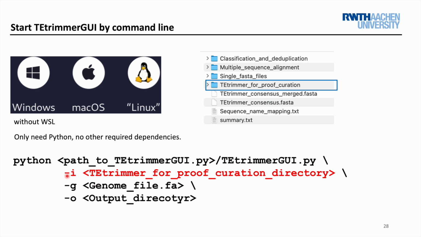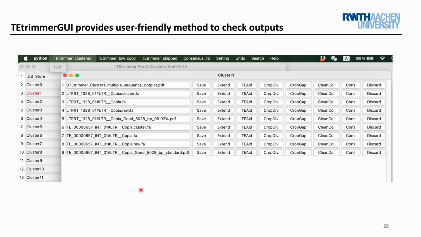In this case, you change this option to -i, or --input. And this is the path for this folder, TEtrimmer for proof curation. You copy this path to here. So all the files that exist in this folder will be recognized by the TEtrimmer GUI. After that, you use these 3 buttons: TEtrimmer clustered, TEtrimmer low copy, and TEtrimmer skipped.